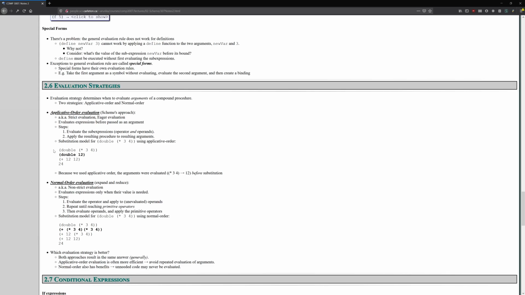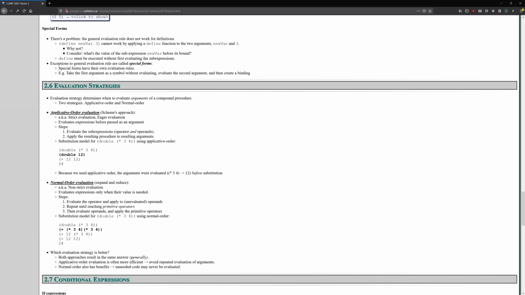For example, if we have some function double, and we ask what's the value of double of times 3, 4? Before we can apply this function to its argument, we have to find out the value of that argument. So we say double, and times 3, 4 is 12, so now we have double 12. It runs through the body. We substitute 12 for the parameter, and then we have plus 12, 12 to get 24. So for applicative order, we evaluate the sub-expressions before we do the substitution step.